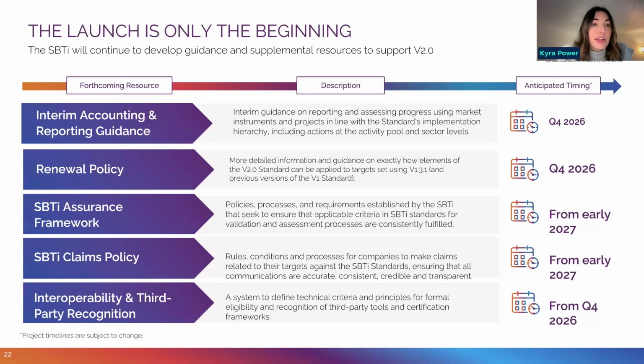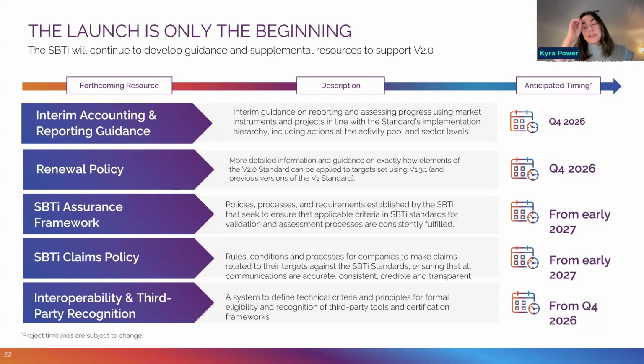So first, interim accounting and reporting guidance. We know that a lot of companies want additional guidance while greenhouse gas protocol standards are under evolution and development. So we are hoping to publish some interim guidance so companies can feel more confident in their use of actions and market instruments. Next, that renewal policy, again, this will outline in more detail how companies with validated targets under version 1 can use some of the elements introduced in version 2 to apply to their targets today.